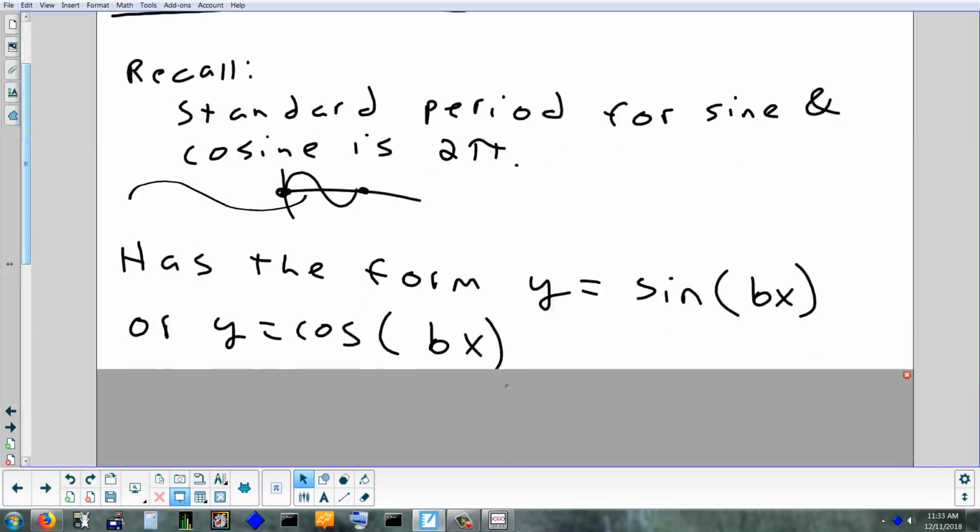Now we're back on the inside. Anytime you do a transformation on the inside, that's always horizontal. When you multiply, it's a stretch. When you add or subtract, it's a shift. This is multiplication. Tells me it's a stretch. It's in the parentheses. That tells me it's horizontal.